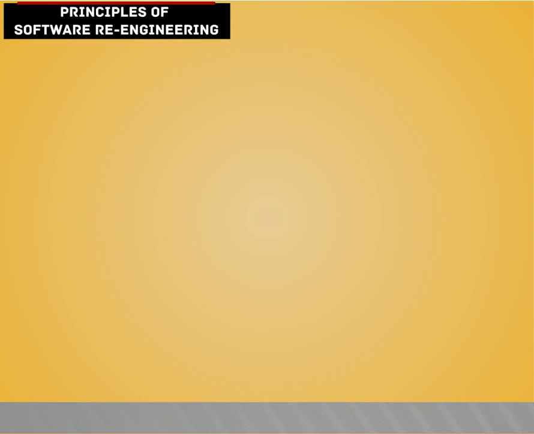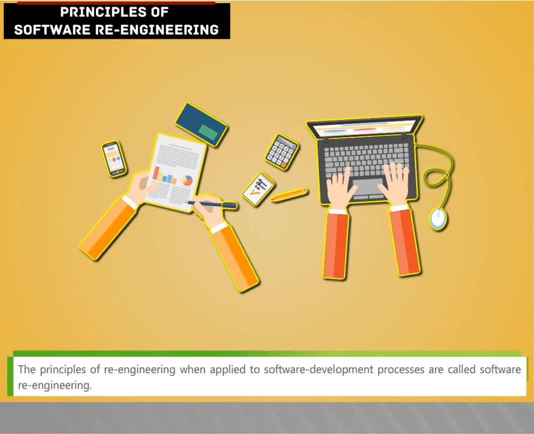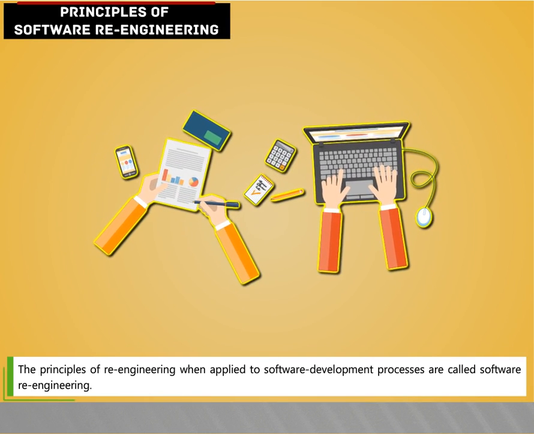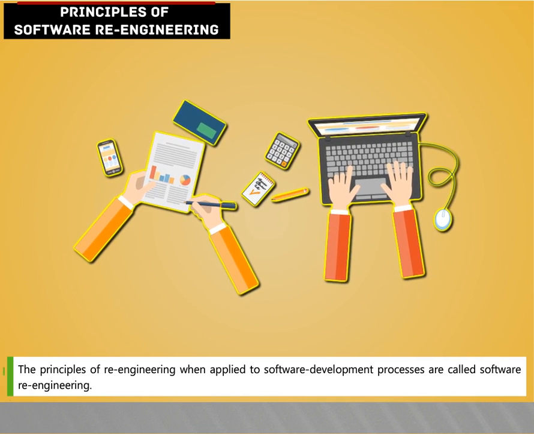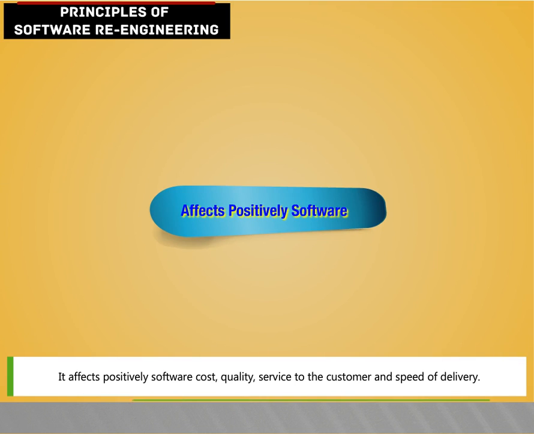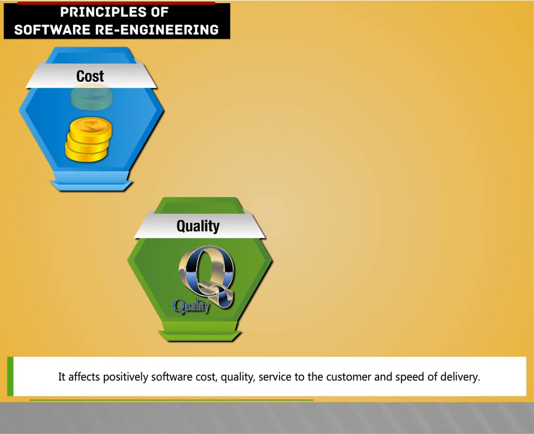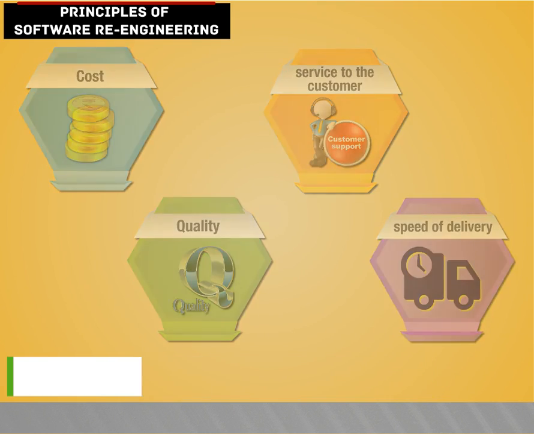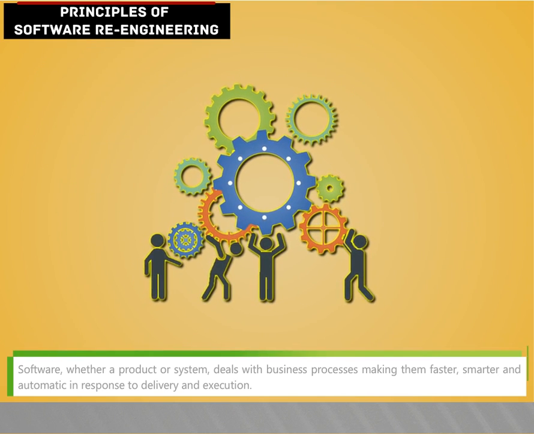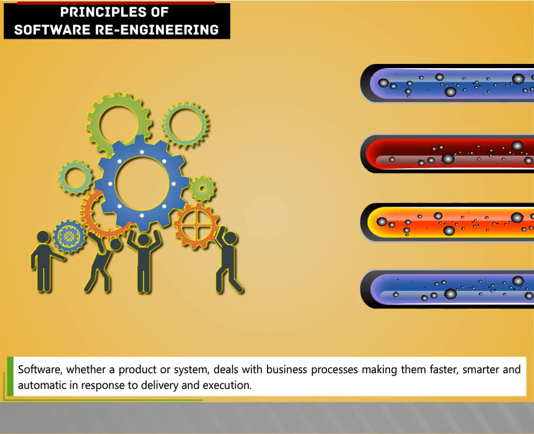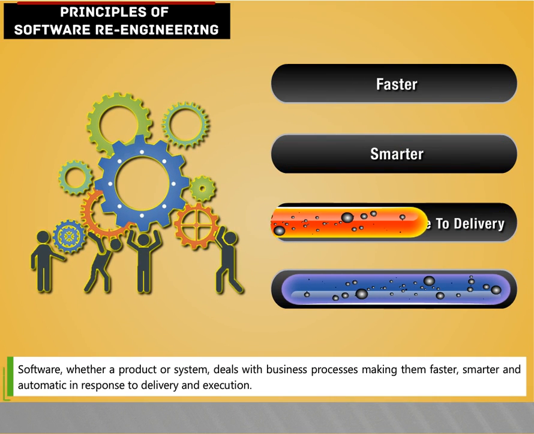Principles of software re-engineering. The principles of re-engineering when applied to software development processes are called software re-engineering. It affects positively software cost, quality, service to the customer, and speed of delivery. Software, whether a product or system, deals with business processes, making them faster, smarter, and automatic in response to delivery and execution.